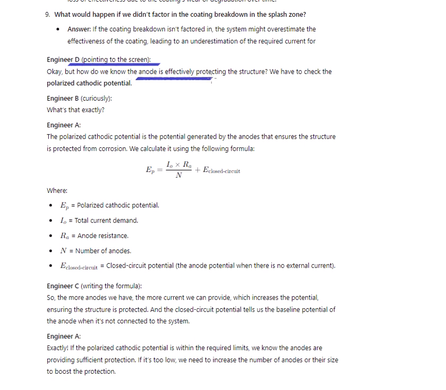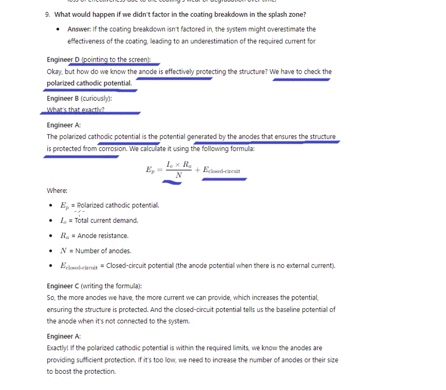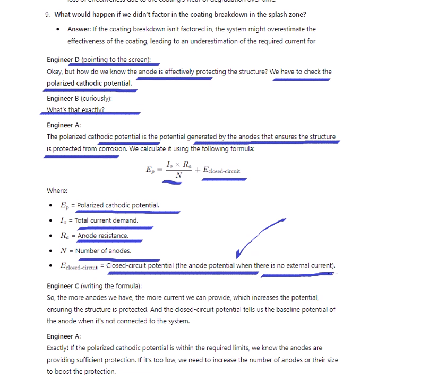Okay, but how do we know the anode is effectively protecting the structure? We have to check the polarized cathodic potential. The polarized cathodic potential is the potential generated by anodes that ensures the structure is protected from corrosion. We calculate it using the formula I0 RA / N plus E closed circuit. Here I0 is the total current demand, RA is the anode resistance, N is the number of anodes, and E closed circuit is the anode potential when there is no external current.